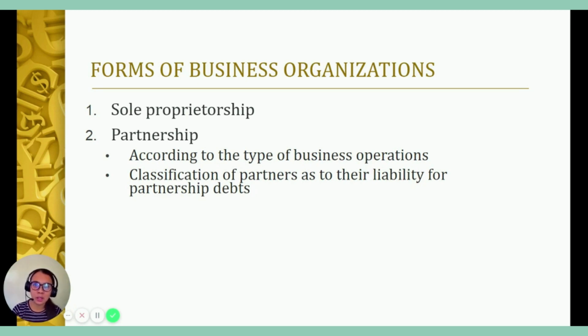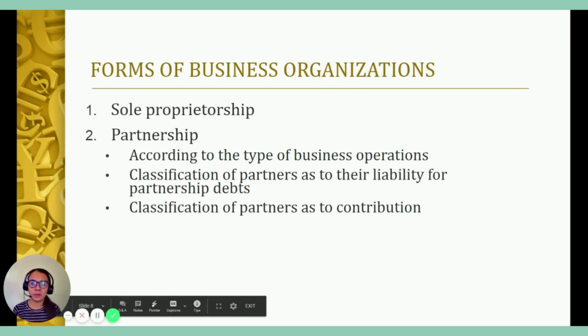Now, a limited partner is only liable up to the extent of his investment. So even if there are still business debts to pay, he doesn't need to use his personal property to pay for those debts. They can use only what he invested in the company. Now, a general limited partner has all the rights, the powers, and is subject to all the restrictions of a general partner, but is liable only up to the extent of his investment.